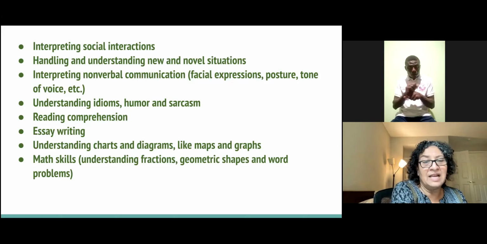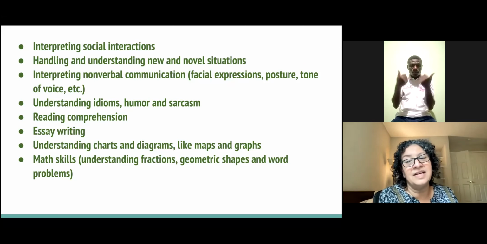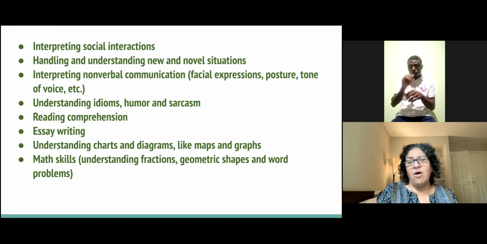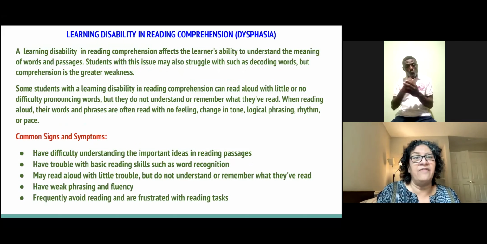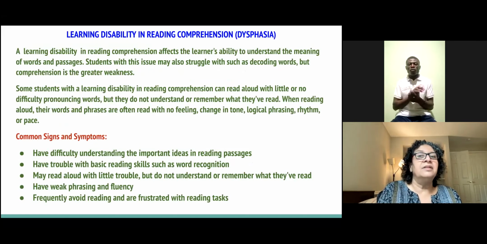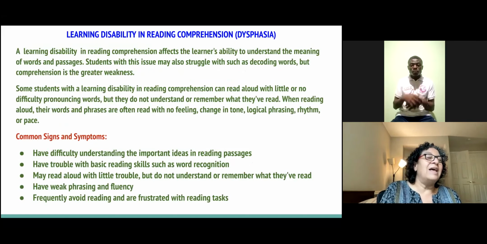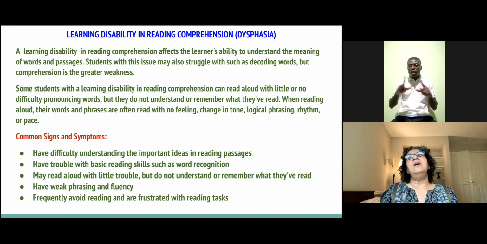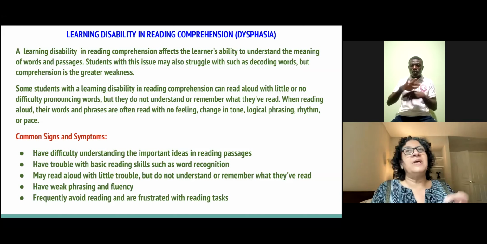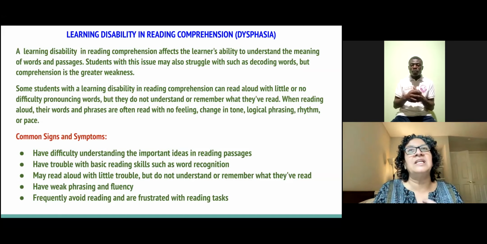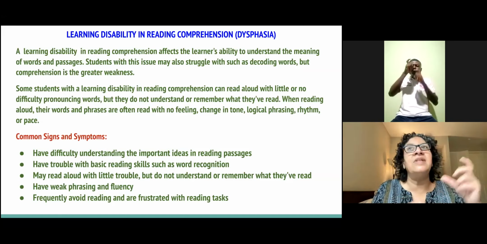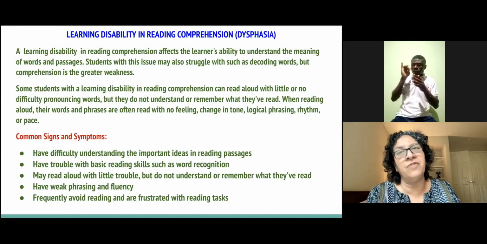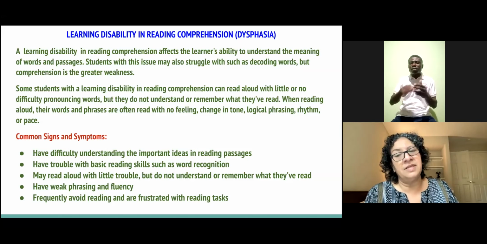They have challenges in understanding the charts and diagrams, maths, all those skills where we don't need the language communication as such. The communication aspect from the non-verbal aspects like gestures, facial expressions, body language. So that is covered under the non-verbal learning disabilities.